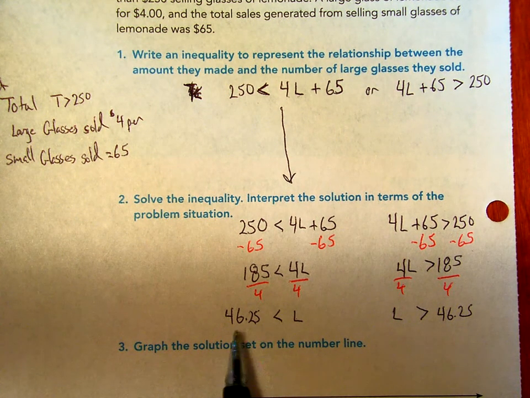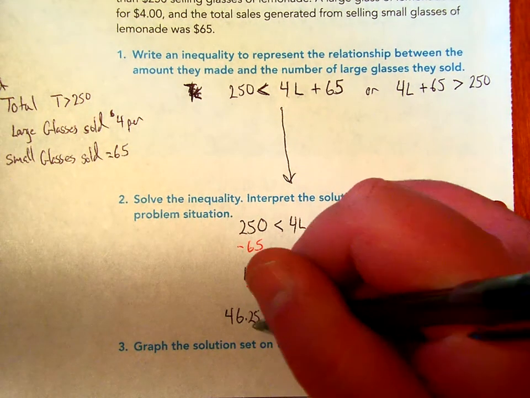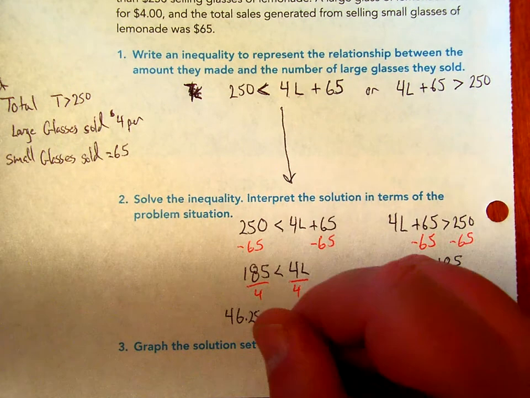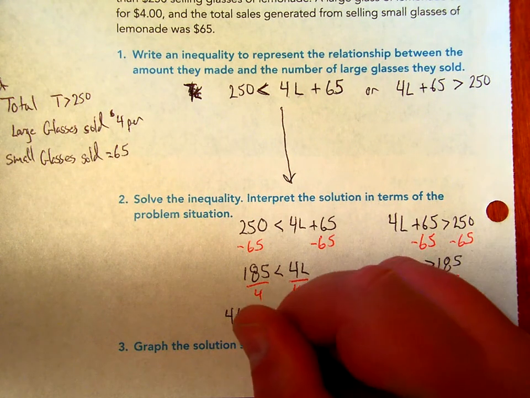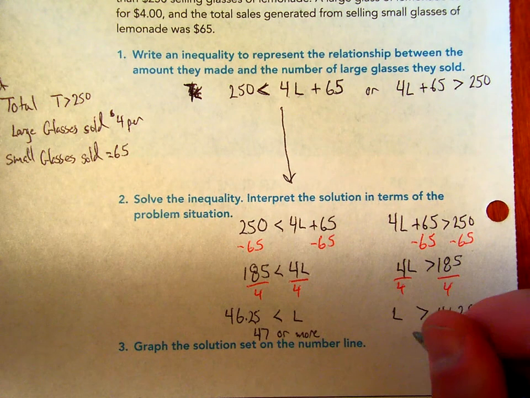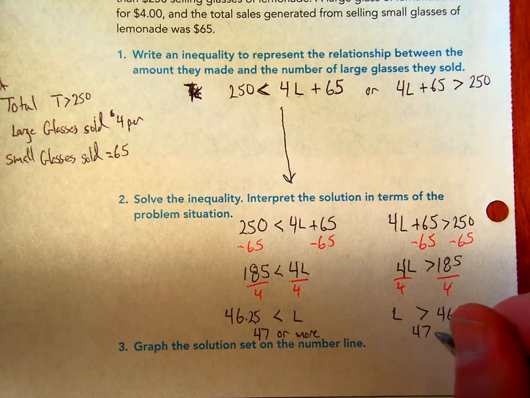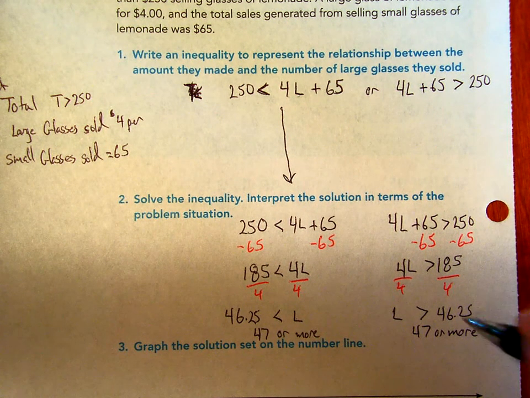So they're not selling lemonade by the partial cup. That wouldn't make sense. Somebody's not coming up and going, well, I'll charge you $1 for a fourth of a large cup. They're only selling large and small glasses. So if it's greater than 46.25, it's going to be 47 or more. Because it just had to be greater than 46.25, and 47 is greater than 46.25, so it can be equal to that or more. 47 or more large glasses sold.